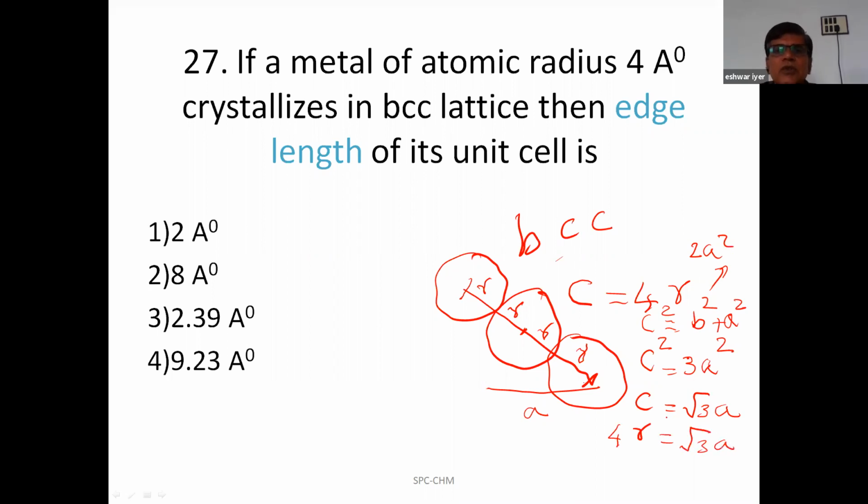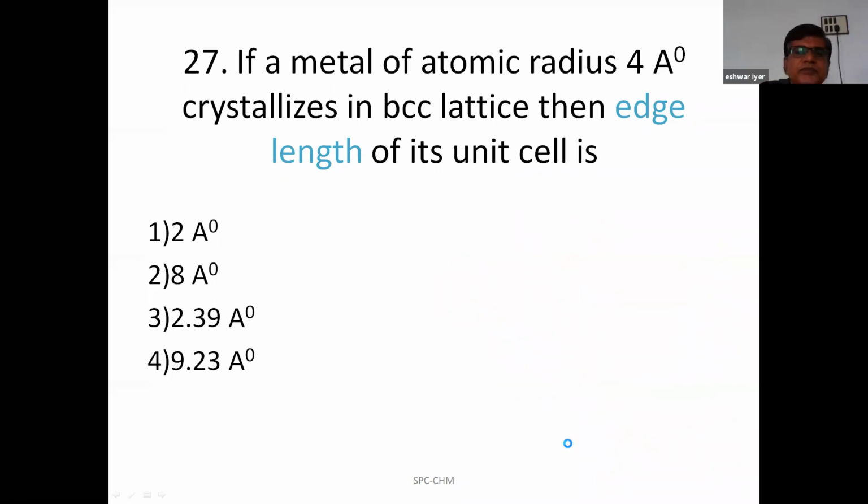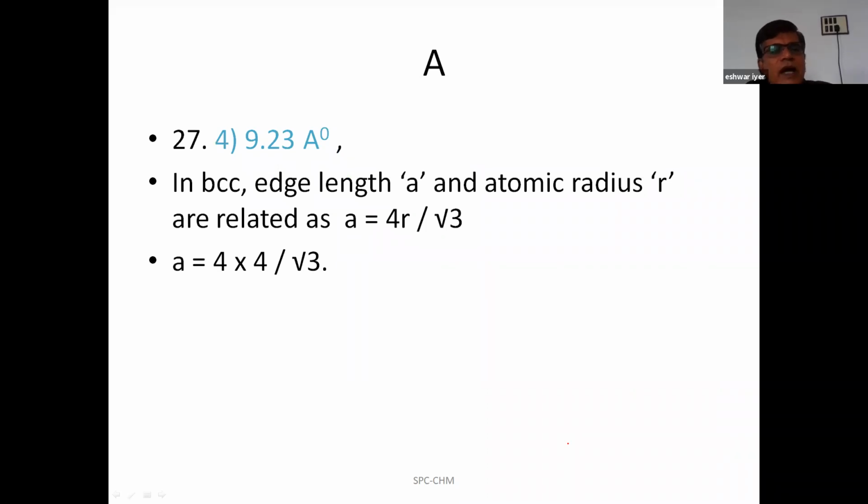And what is given here is the atomic radius. What is to be calculated is A. So divide this by that and it comes. So look at the answer and working. So it is 9.23 angstrom. So in BCC, the edge length of the unit cell, if we take it as A, and atomic radius R, they are related as A is 4R by root 3, direct substitution. 4 angstrom into 4R by root 3. So it is 9.23 angstrom.